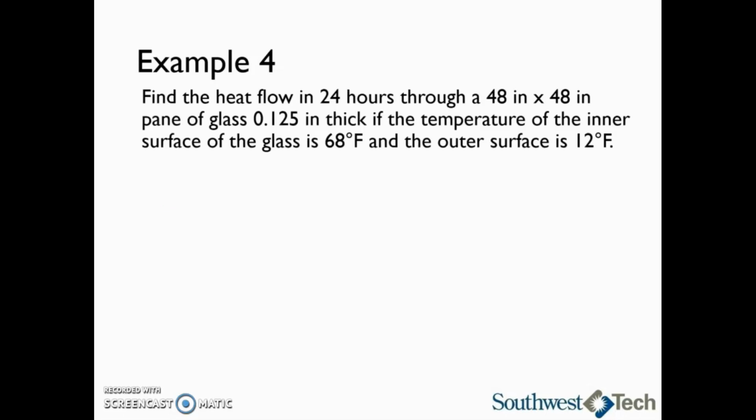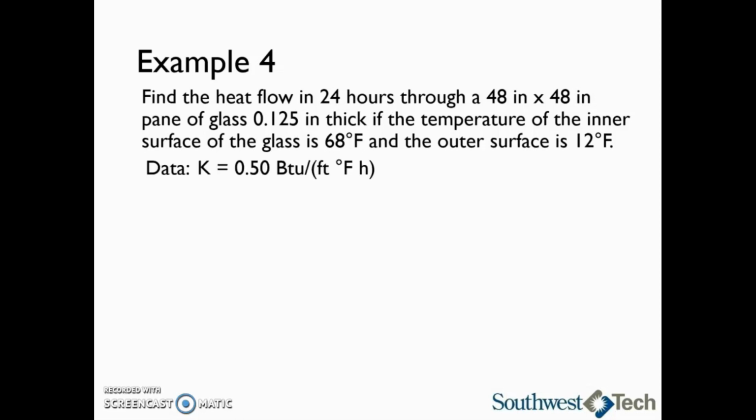Let's take a look at an example of heat transfer. Find the heat flow in 24 hours through a 48-inch by 48-inch pane of glass, 0.125 inches thick, if the temperature of the inner surface of the glass is 68 degrees Fahrenheit and the outer surface is 12 degrees Fahrenheit. There is quite a bit of information we are given in this problem, so we definitely want to write everything down first, and we want to make sure that all of the units are correct for the equation.